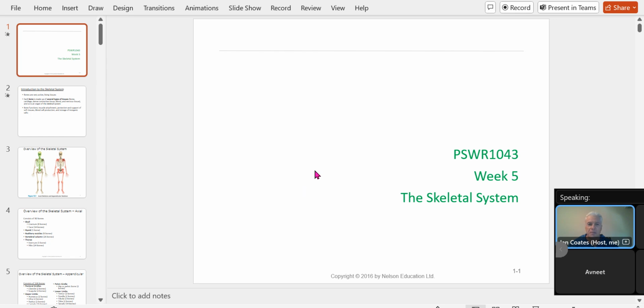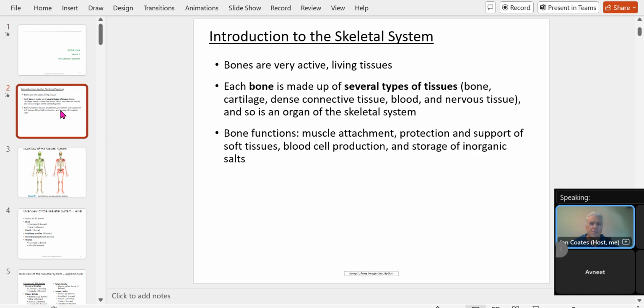Okay, let's go. The skeletal system. That's where we're at. Here we're talking bones, bones, bones. Are bones alive? Yes, most definitely.